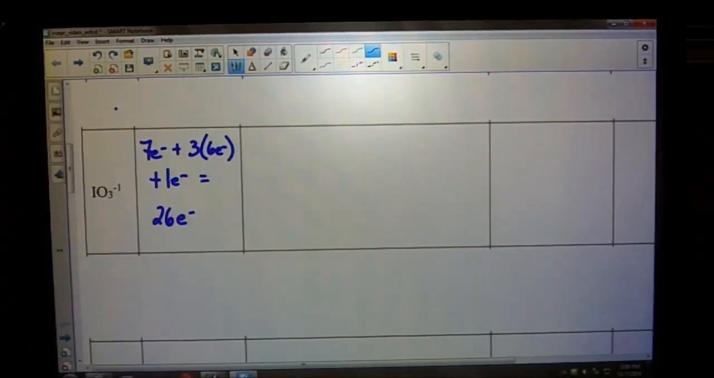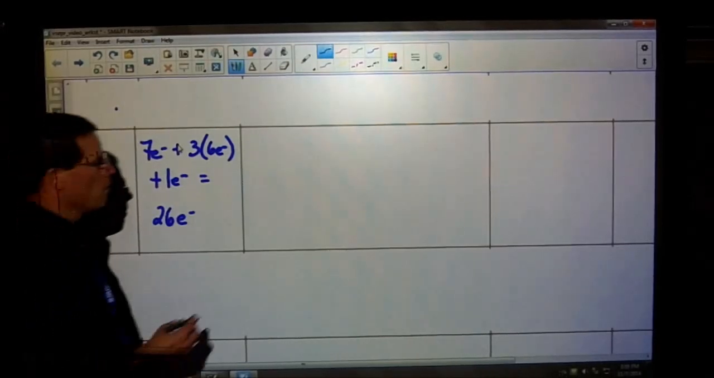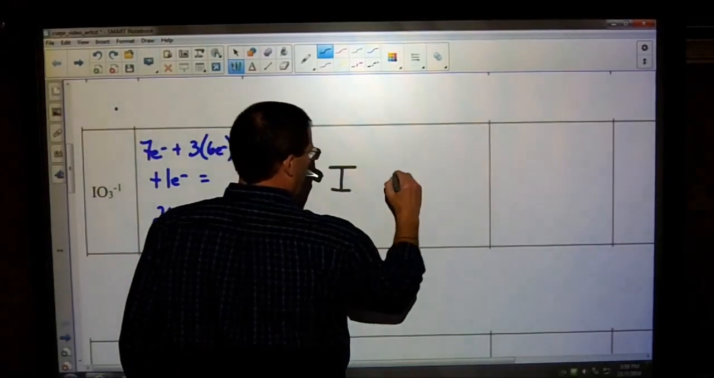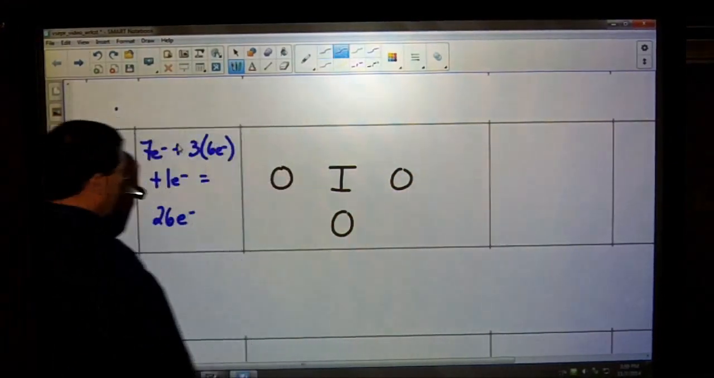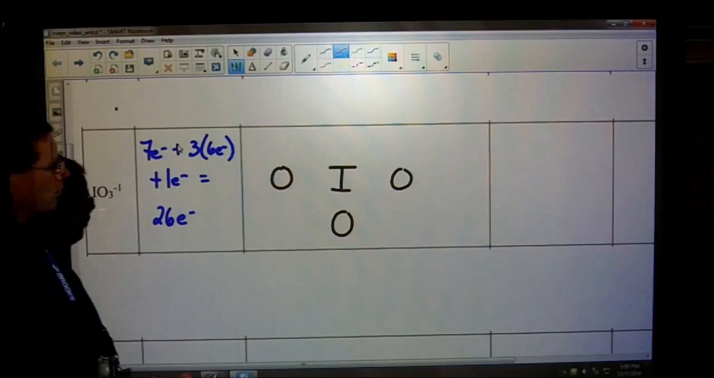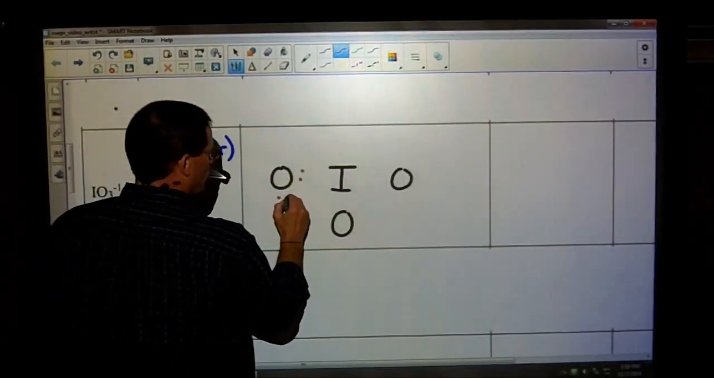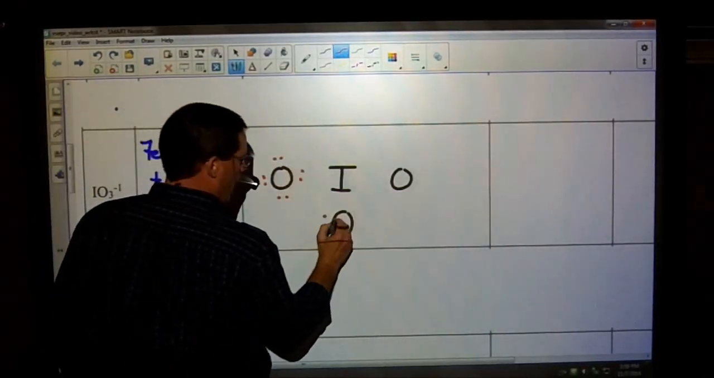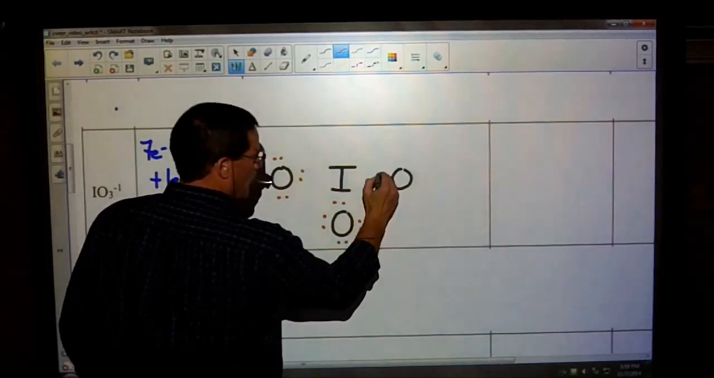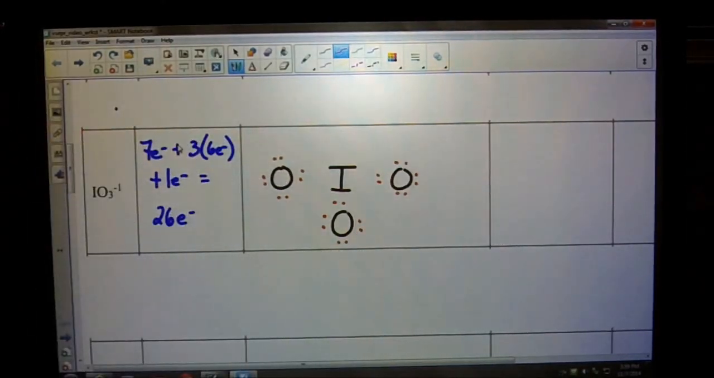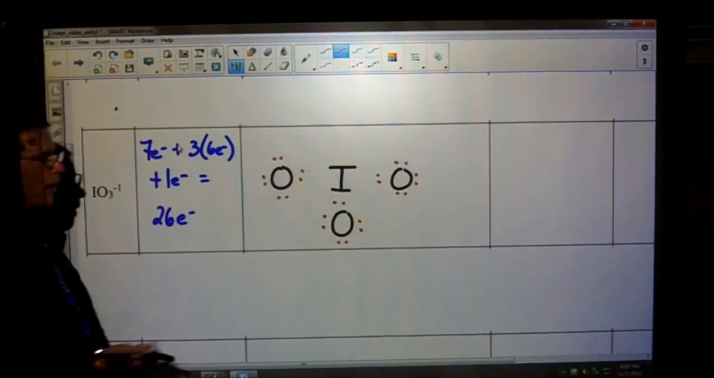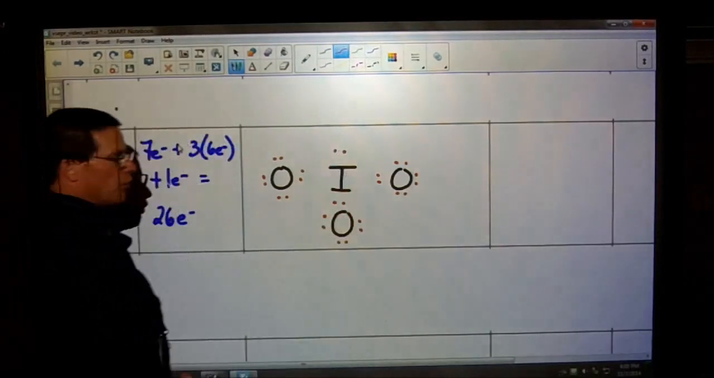All right, ask yourself, who is the central atom? Well, we only have 1 iodine, so let's put it in the middle. And then we'll put our 3 oxygens around it. Okay. Let's go ahead and satisfy the external atoms. So give our outside atoms what they want, which is 8. Okay, so right now we have 24 electrons, but we need 26. So whatever's left, dump on the central atom.